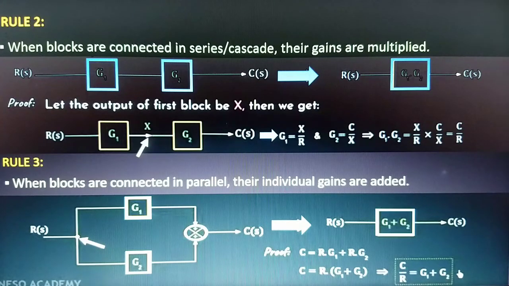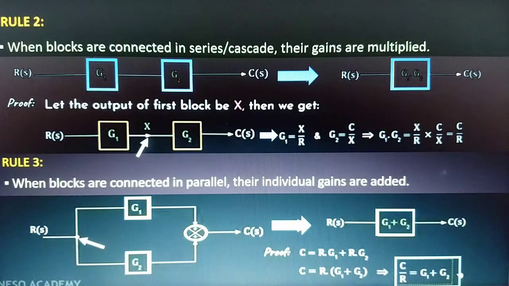We have the output equal to r multiplied with g1 plus r multiplied with g2. If we take r common in this equation, we have c equal to r multiplied with g1 plus g2. If we take r to the left hand side, we will have c over r equal to g1 plus g2, which is the overall transfer function of this block representation. And hence we can say that when the blocks are connected in parallel, their individual gains are added. So in that way, we are done with rule number 3.